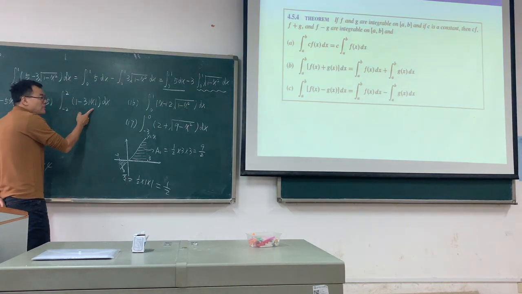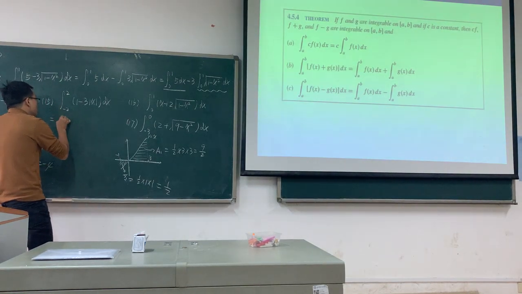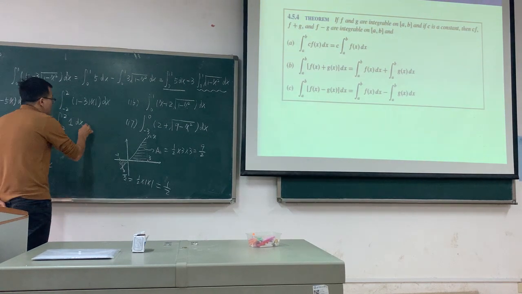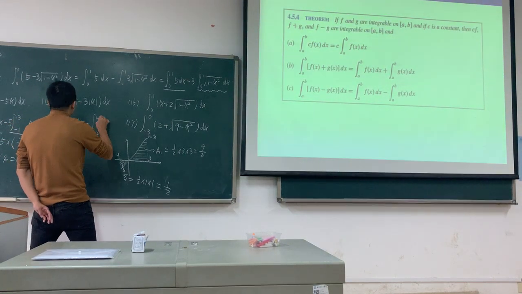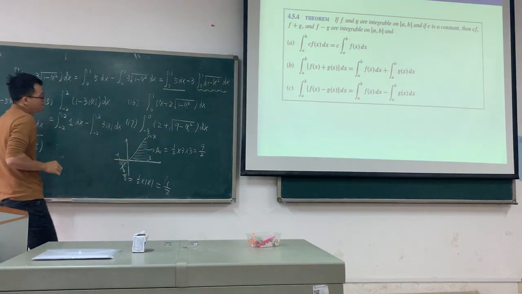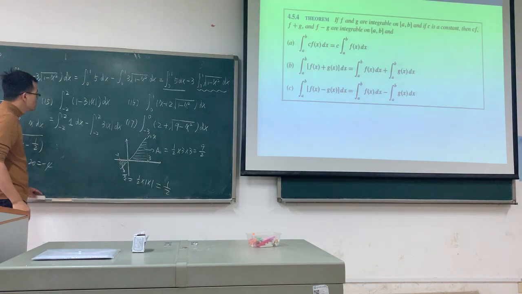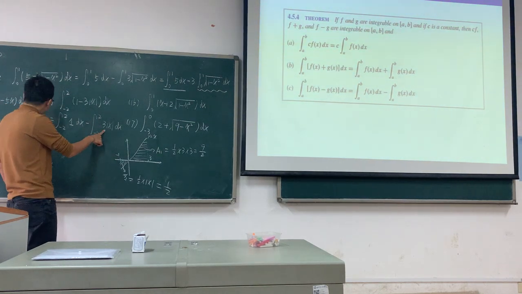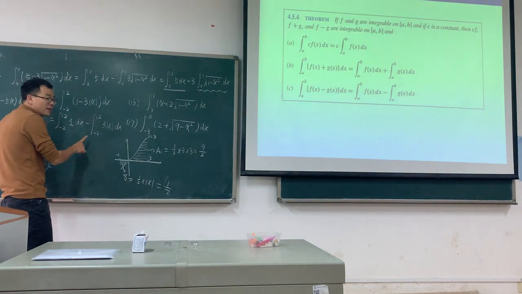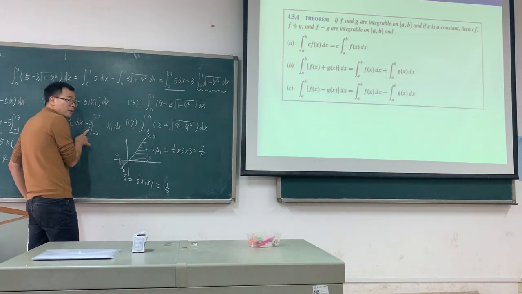The integral of a difference equals the difference of the integrals. So equal to the integral from minus 2 to 2 of 1 dx minus the integral from minus 2 to 2 of 3 times the absolute value of x dx. Here 3 is a constant, it can move through the integral sign.